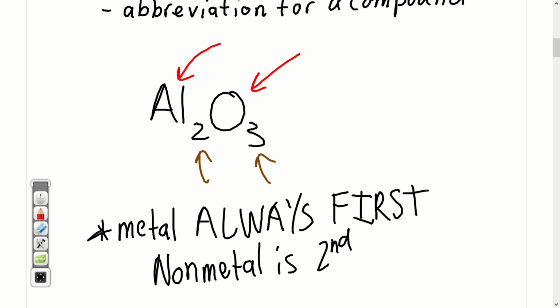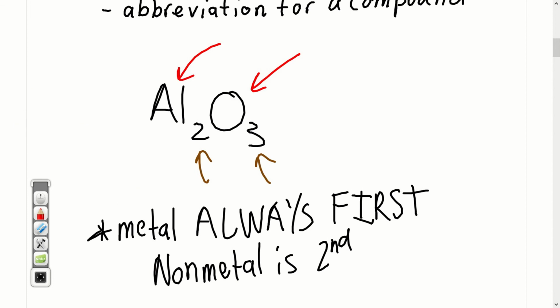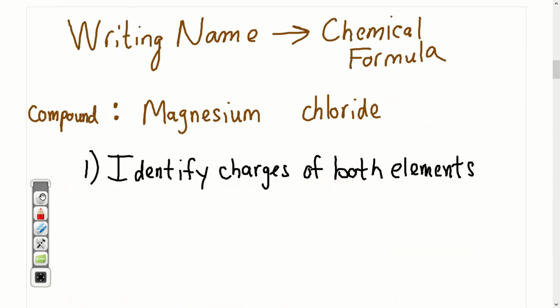The other thing is, the metal is always written first, the nonmetal is always written second. The way I try to show that is on the periodic table, metals are to the left, nonmetals are to the right, and I read left to right. So I would read the metal, then the nonmetal. So metals are always written first, nonmetals second. Sometimes we say you do the cation first, and then the anion second, because metals are cations, nonmetals are anions.